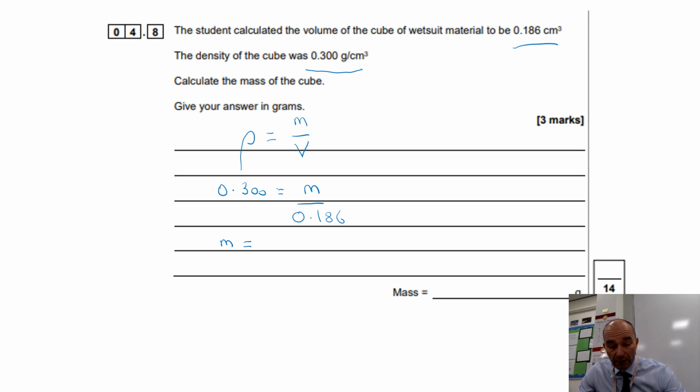So we have m equals 0.300. Of course, we need to multiply both sides by 0.186 to get m by itself. We then just need to plug those numbers into your calculator, and it's going to be a small decimal number, but don't worry about that. You should end up with 0.0558 grams. In this case, it's not asking you to do any rounding down, so I would just leave that number as what comes up on your calculator. Now that question is out of 14 marks. Hopefully you got 14 out of 14.